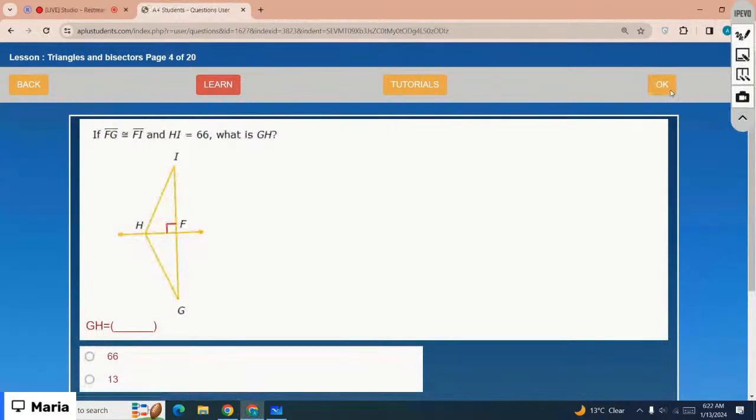FG is equidistant from FI and HI is 66. What is GH? Which is the correct option? If IH is 66, then GH is also 66 because FH is the perpendicular bisector on IG, right?